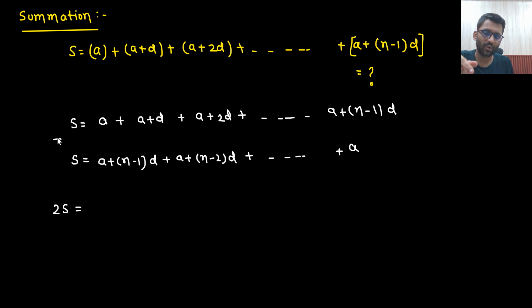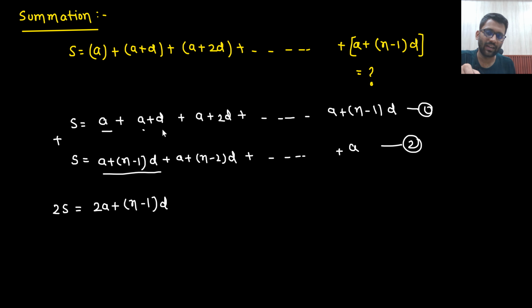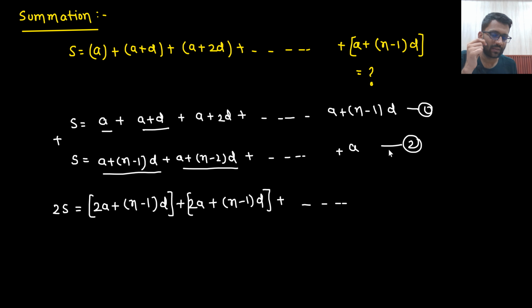You will get, I am adding both of the equations, 1 and 2. 2S is equal to a plus n minus 1 into d plus a, that would be 2a plus n minus 1 into d. Then a plus d plus a plus n minus 2 into d, that would be 2a plus n minus 2 into d plus d. What that would be? N minus 1 into d. So 2a plus n minus 1 into d. And what is this term? A plus n minus 1 into d plus a. So it would be 2a plus n minus 1 into d, right?